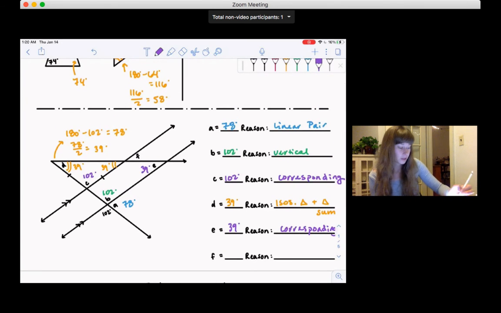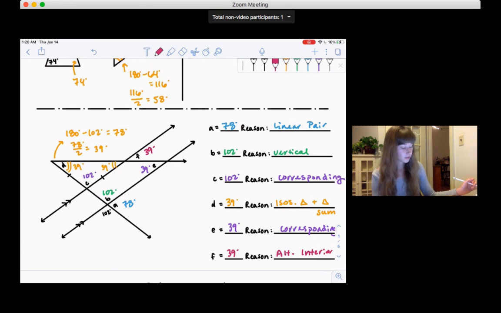And then we could find F. Maybe we do vertical angles with the yellow one. We could do alternate interior with E. There's lots of options for F. I'm going to do alternate interior just because we haven't used that yet. But there's lots of ways you can find E and F. So F would also be 39 because alternate interior are congruent, or vertical angles are congruent.